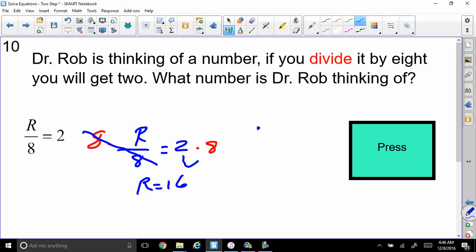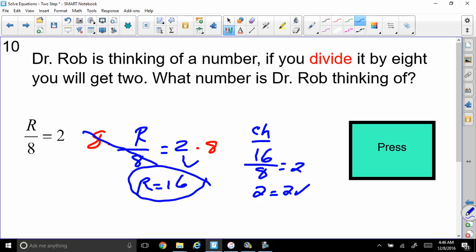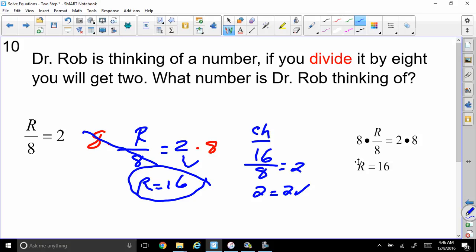And I can check that by going forward. If Dr. Rob is thinking of 16 and I divide that by 8, I should get 2. Well, 16 divided by 8 is 2, and hey, that does check out. So Dr. Rob has got to be thinking of the number 16. Wow, that's a good trick, working backwards. So work backwards. Undo what was done by doing the inverse or opposite operation.